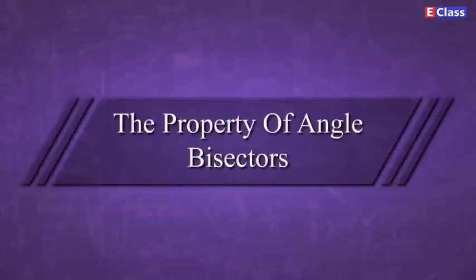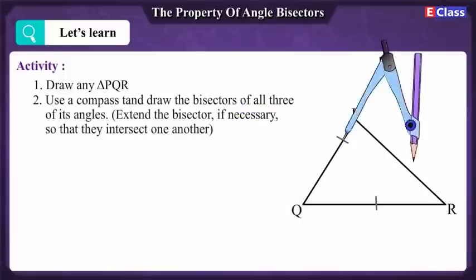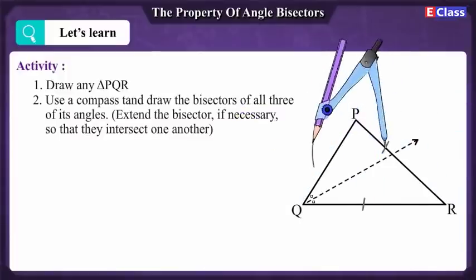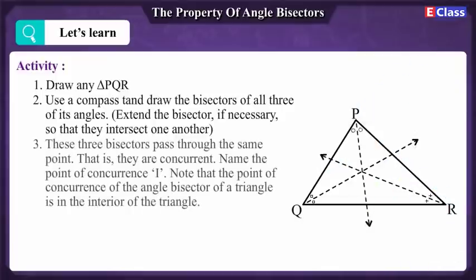The property of angle bisectors. Let's learn. Activity. 1. Draw any angle PQR. 2. Use a compass to draw the bisectors of all three of its angles. 3. These three bisectors pass through the same point. That is, they are concurrent. Name the point of concurrence I. Note that the point of concurrence of the angle bisectors of a triangle is in the interior of the triangle.